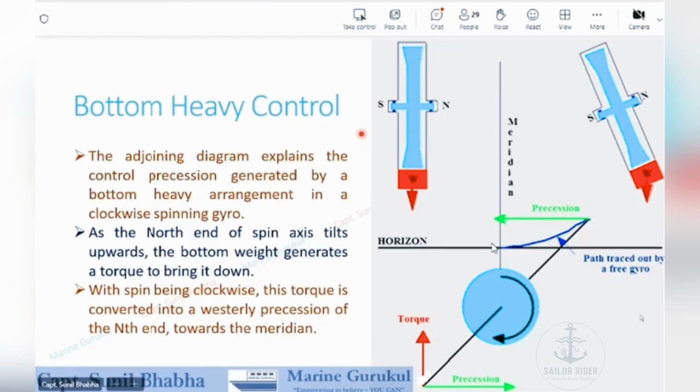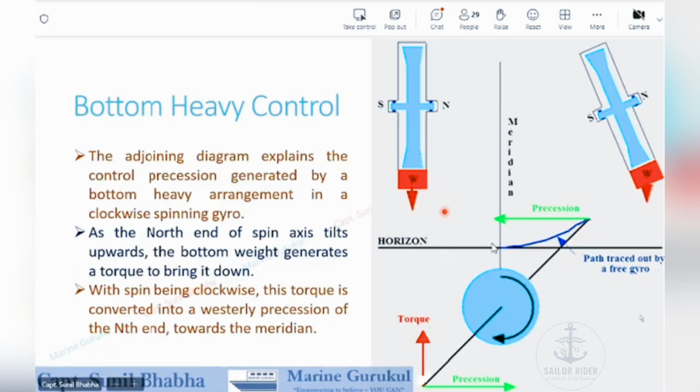You have a similar diagram here, the only difference being that this weight is now attached at the bottom of the casing. You can see the spin axis, two ends of the spin axis represented by N and S. You can see the rotor in the middle. The black outline represents the rotor casing, and this red color weight is attached to the bottom now.